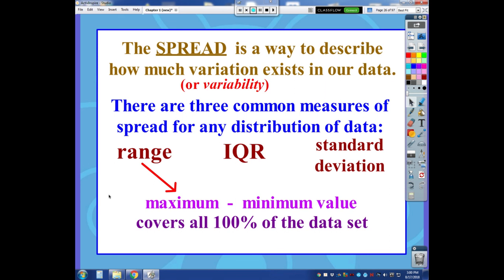The range is always positive, and it's always true that the spread value, regardless of which one you use here, will always be a positive value. So you'll never do minimum minus maximum. It's always maximum minus minimum. And so the range covers all 100% of your data set. Tells you how wide that data set really is.